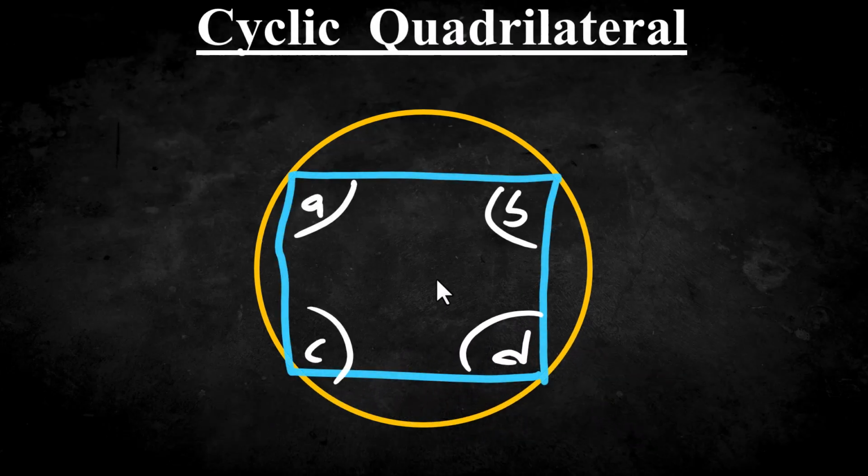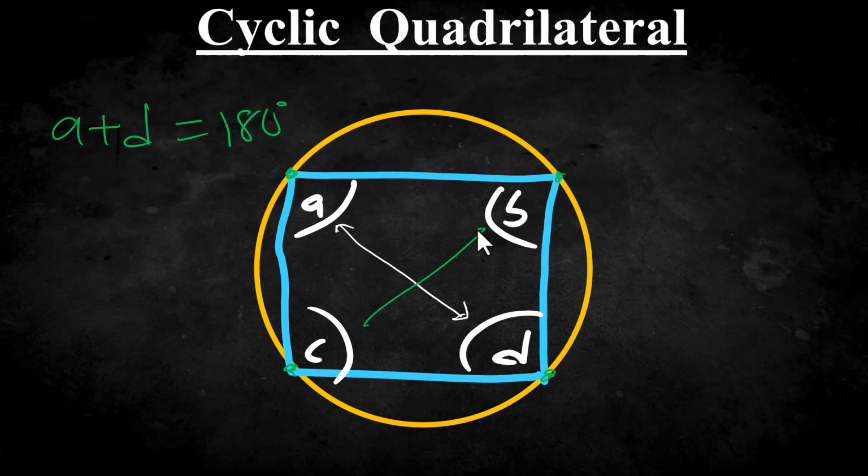Now let's talk about the cyclic quadrilateral. If we have 4 points touching the circumference, we call it a cyclic quadrilateral. Once it happens, the sum of the opposite angles adds up to 180 degrees. So A plus D is straight away 180 degrees. Then B plus C is also 180 degrees. All right, so this one is called a cyclic quadrilateral.